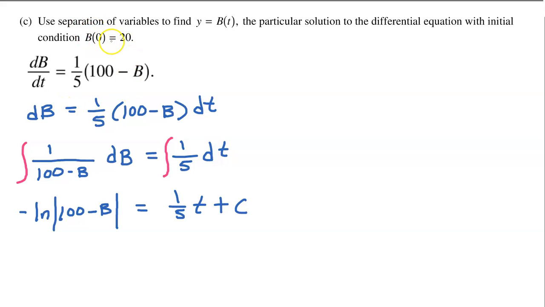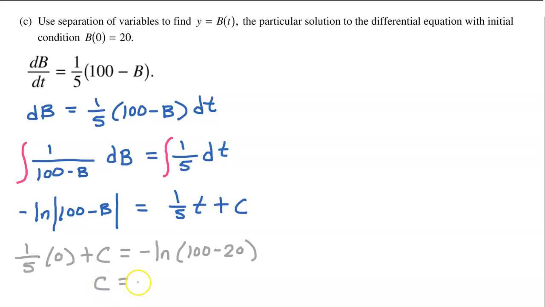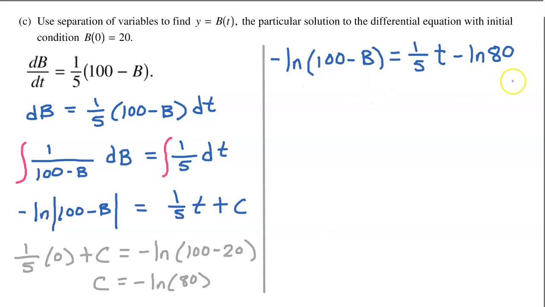Let's use this initial condition to find the value of c. When t is equal to 0, b is 20. So now we have this. This means that c is equal to negative natural log of 80. Let's substitute this back in for c to complete the equation. So now we have this.